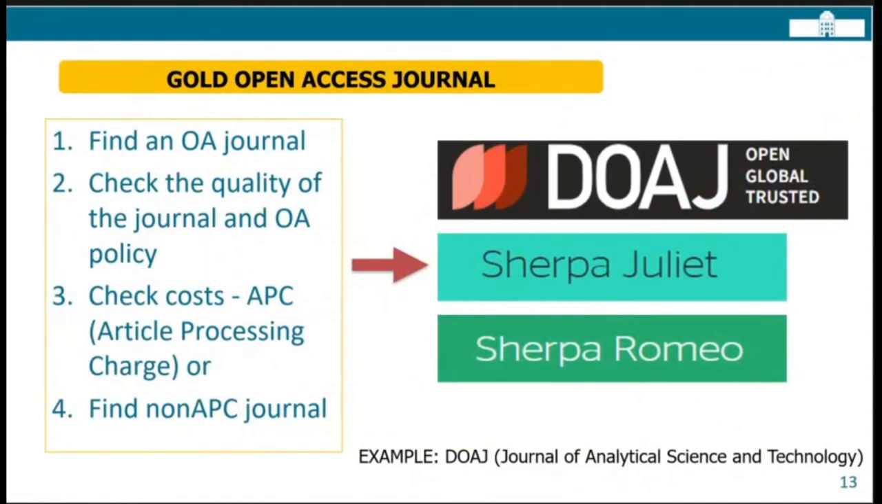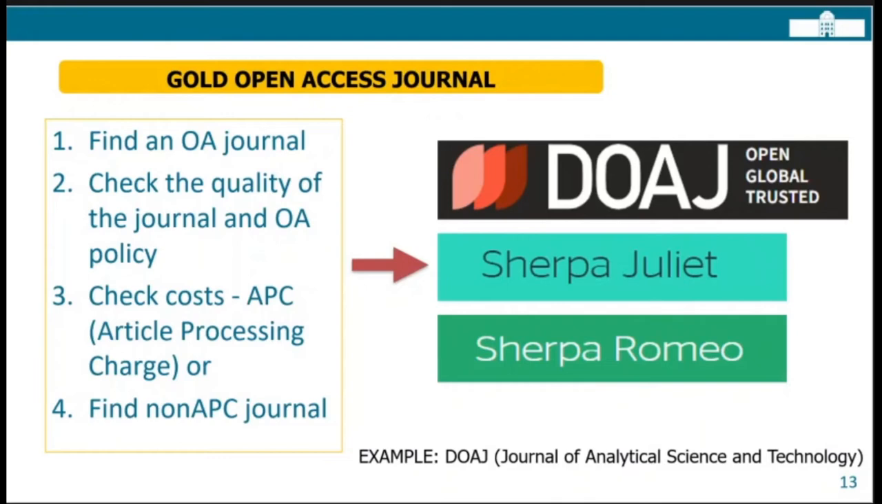Okay, and now what is important? We have chosen a gold open access journal. DOAJ is a directory of open access journals. It is very important to check there if there exists a journal that suits you, to publish your research outputs. Very important is that you check the quality of the journal and the open access policy of the journal. Here in Sherpa Juliet you have the collection of open access policies of funders. And Sherpa Romeo is also a collection of much information about journal policies and depositing. So the combination of those three portals is very important to choose the right journal.